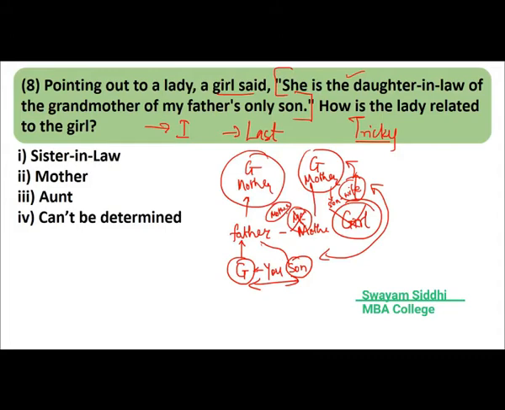So it can either be your mother or your aunt, so you cannot determine the answer for sure. So the answer is can't be determined. You cannot simply write it as your mother, because the grandmother can be from your father's side or mother's side, right? So remember always that you need to read it carefully. Moving to next question.